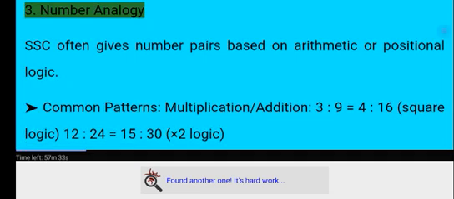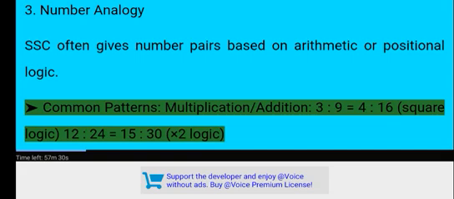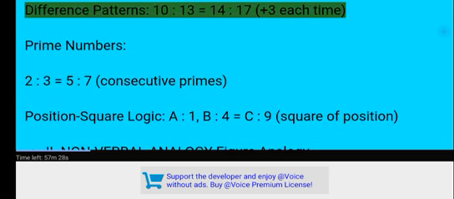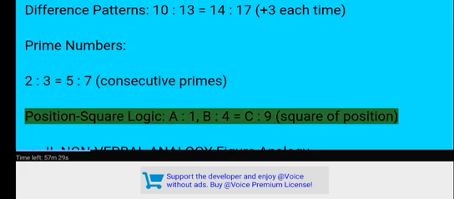3. Number analogy. SSC often gives number pairs based on arithmetic or positional logic. Common patterns: multiplication or addition, 3, 9 equals 4, 16, square logic; 12, 24 equals 15, 30, times 2 logic. Difference patterns: 10, 13 equals 14, 17, plus 3 each time. Prime numbers: 2, 3 equals 5, 7, consecutive primes. Position square logic: A, 1; B, 4 equals C, 9, square of position.